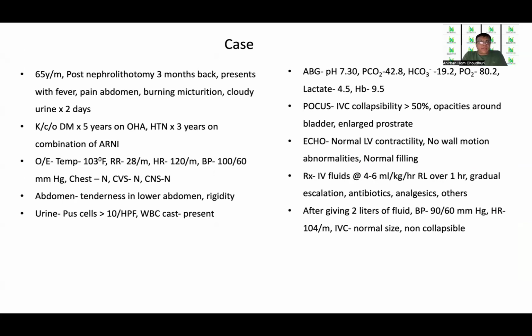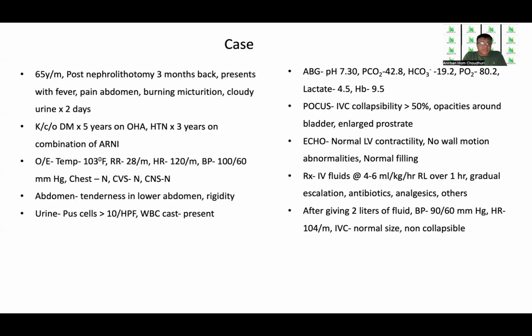A 65-year-old male, post-nephrolithotomy 3 months back, presents with fever, pain in the abdomen, burning micturition, and cloudy urine for 2 days. The patient is a known case of diabetes for 5 years on oral hypoglycemic agents, and hypertensive for 3 years on a combination of sacubitril valsartan. Upon presentation, the patient is febrile with a temperature of 103 degrees Fahrenheit, blood pressure is 100/60, and all other organ systems seem to be normal. The abdomen is tender in the lower part, along with rigidity.